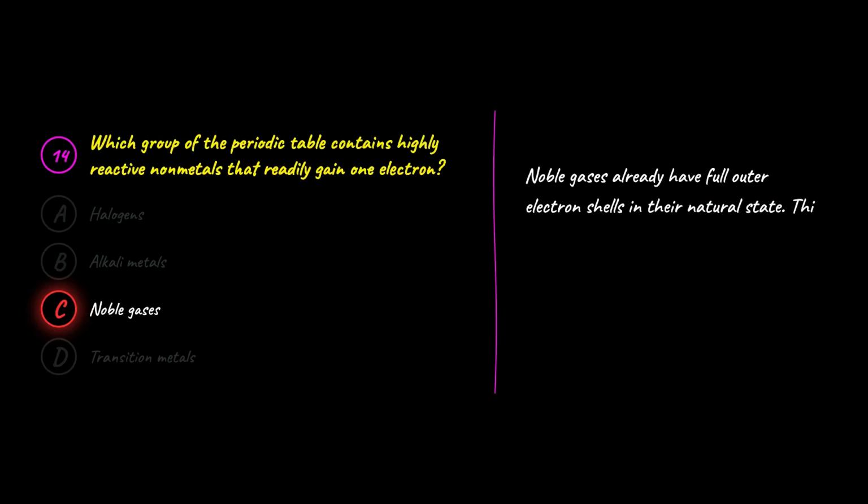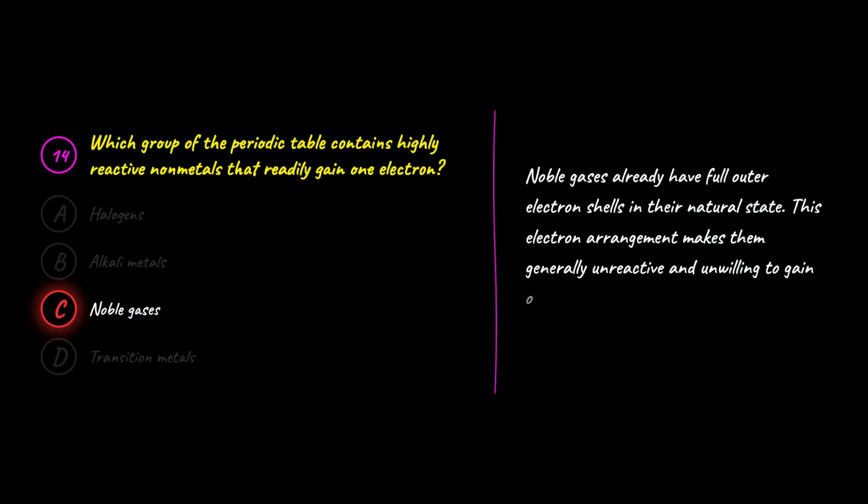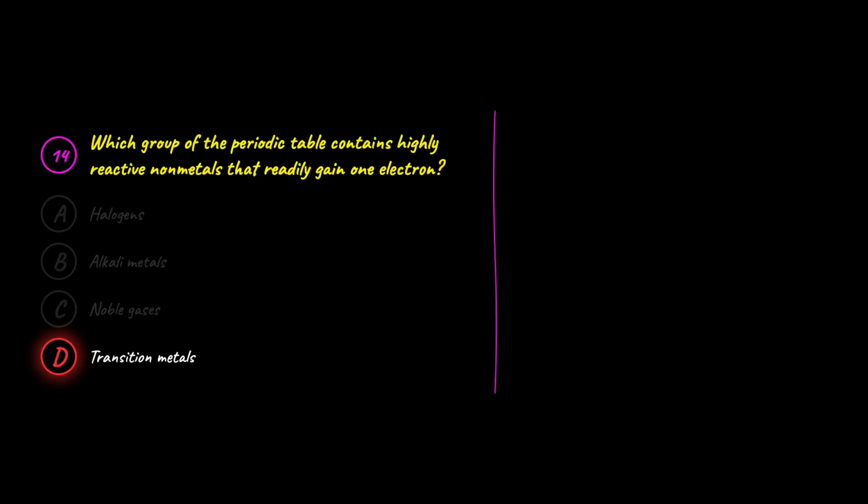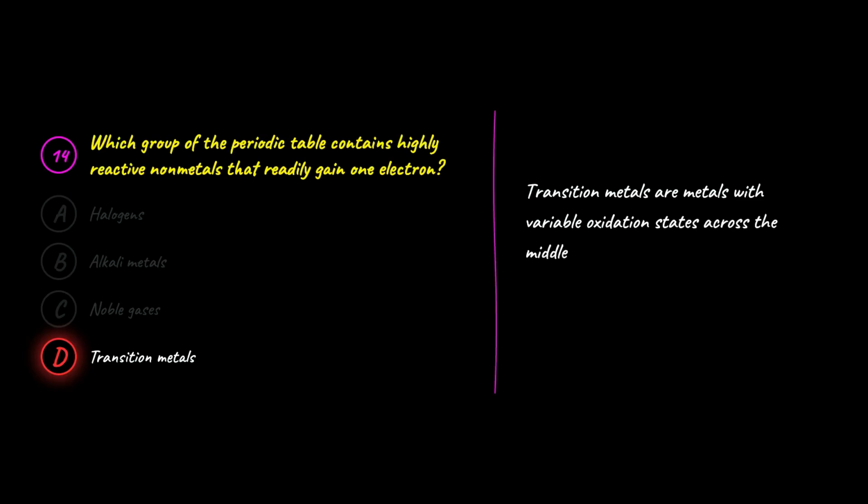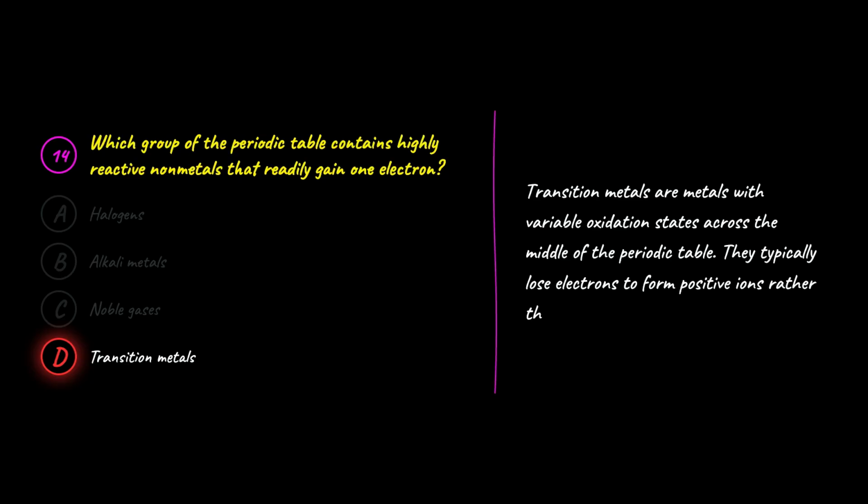This electron arrangement makes them generally unreactive and unwilling to gain or lose electrons under normal chemical conditions encountered in the laboratory. D is wrong because transition metals are metals with variable oxidation states across the middle of the periodic table. They typically lose electrons to form positive ions rather than gaining a single electron the way halogens commonly do.